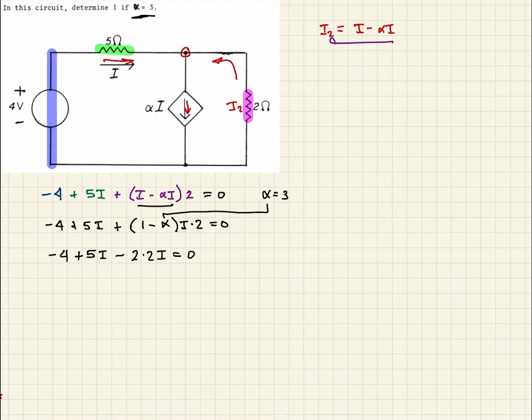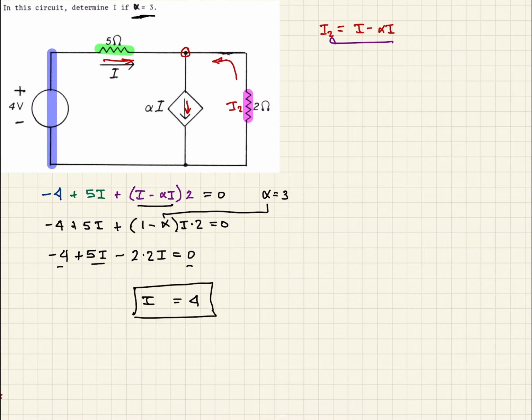Now we can add 4 to both sides, and that'll give us the 4 on the right-hand side. And then here we have 5I minus 4I, so that just leaves us with I. So I equals 4, this is our value for our current.